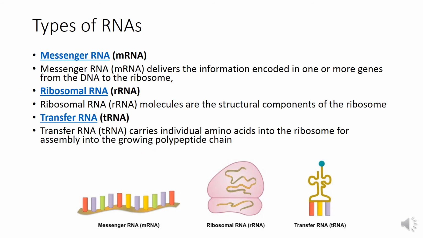Types of RNAs: messenger RNA delivers تستلم المعلومات المشفرة encoded in one or more genes from the DNA to the ribosomes. Ribosomal RNA اللي هو RNA molecules are the structural components of the ribosomes. Transfer RNA carries individual amino acids يحمل الامينو اسيد الفردية into the ribosome for assembly into the growing polypeptide chain. هذا الترانسفير RNA.